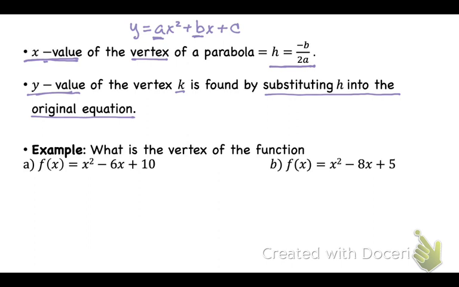So the first example we're going to do is: what is the vertex of the function x squared minus 6x plus 10? So I need to find the x value first, right? Or h. Will it help if I put h? Because you know the vertex is (h, k), right? So h equals negative b over 2a.